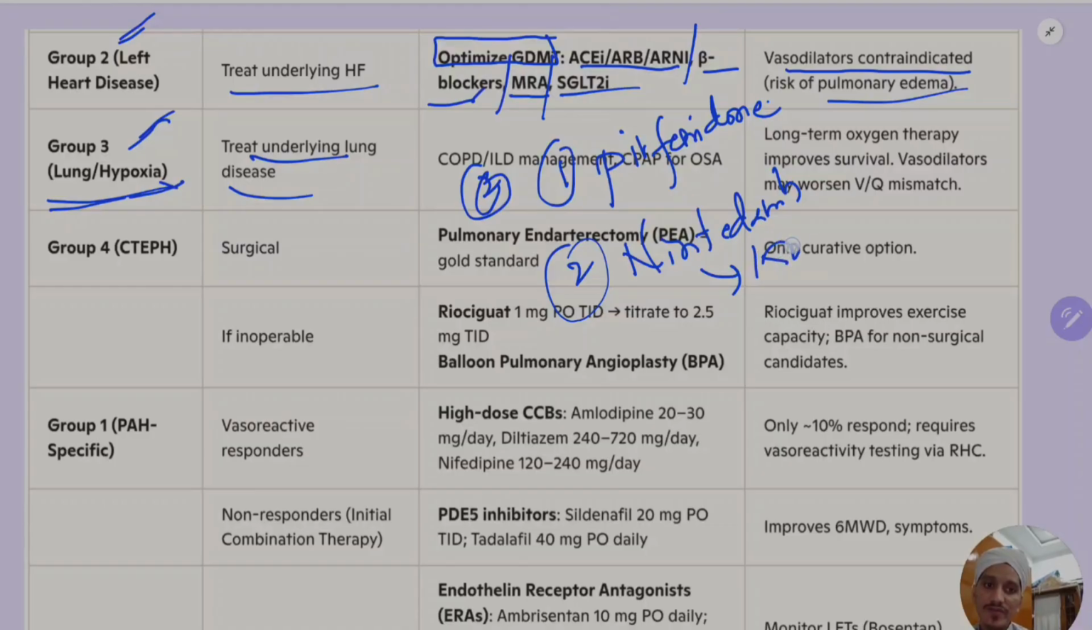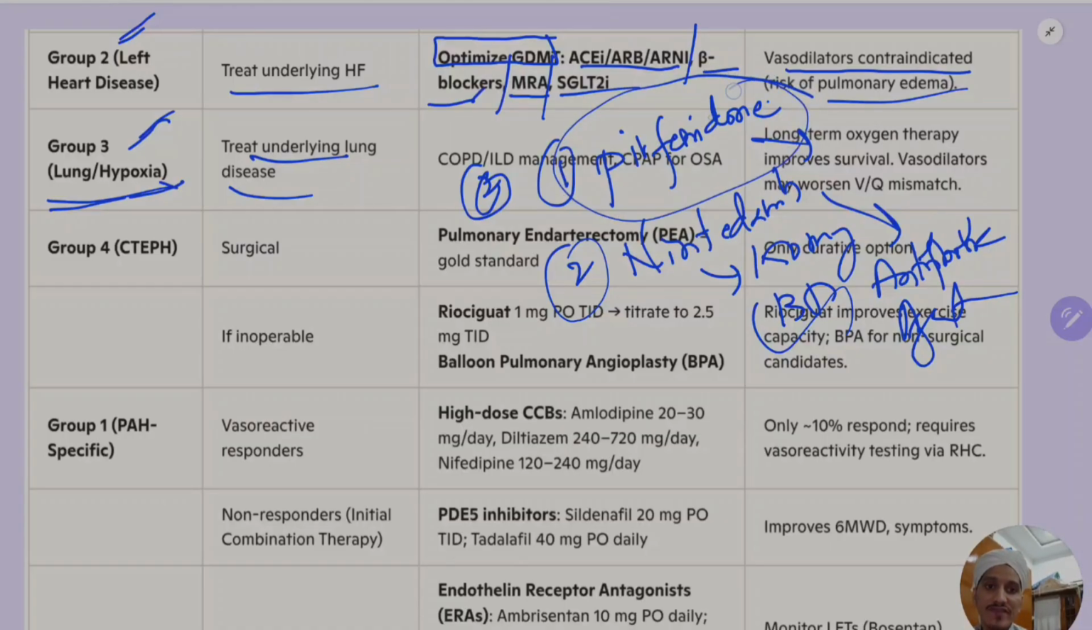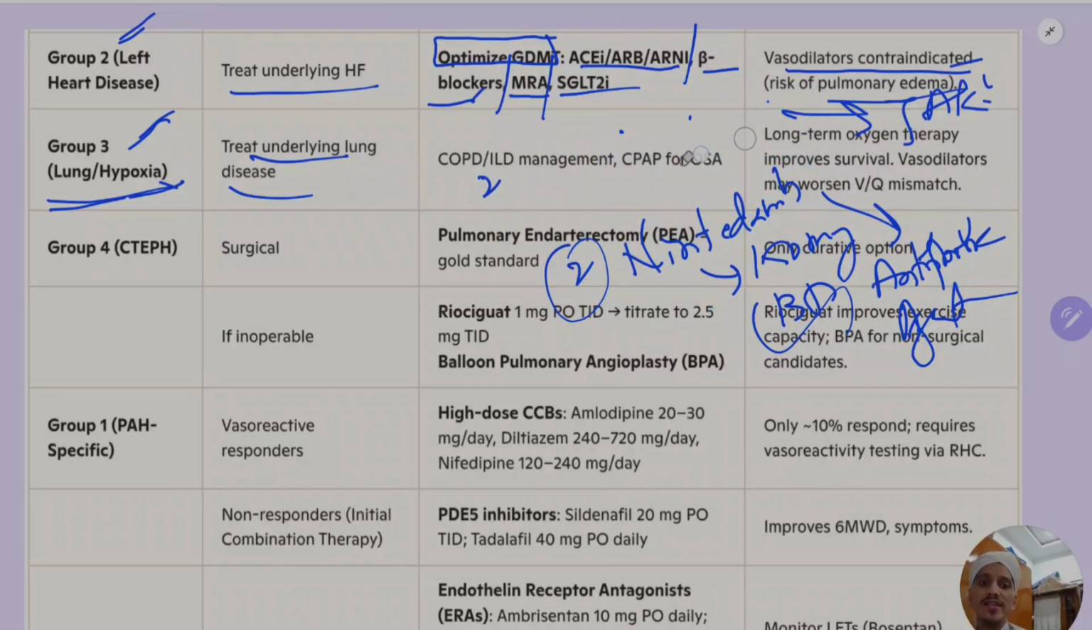Nintedanib is given at 150 mg BD, 150 mg twice daily. It is an antifibrotic agent in patients with interstitial lung disease. Pirfenidone is also given, but I don't remember the dose, and it has more side effects than nintedanib. I think nintedanib is a Janus kinase inhibitor drug. So you should use these therapies.